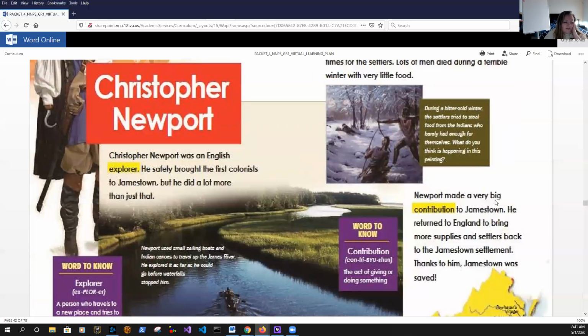Newport made a very big contribution to Jamestown. He returned to England to bring more supplies and settlers back to the Jamestown settlement. Thanks to him, Jamestown was saved. So word to know, contribution. It said Newport made a very big contribution to Jamestown. Contribution is the act of giving or doing something.